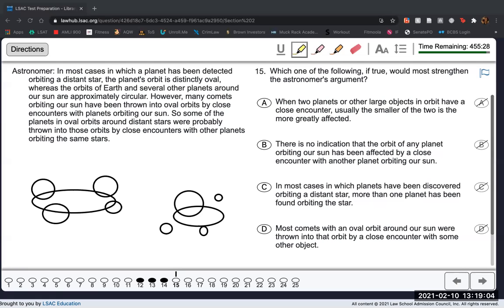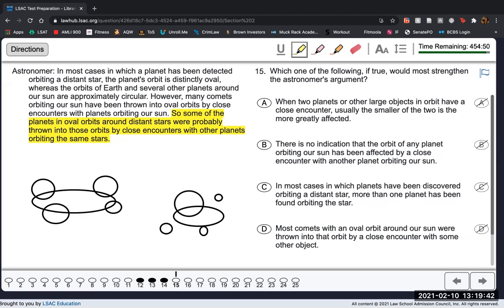And our conclusion is this idea that some of the planets in oval orbits were probably thrown into those orbits by close encounters with other planets orbiting the same stars. So that last sentence. We get that because our conclusion is the thing being supported by everything else. Our astronomer has created this argument to walk us through his hypothesis. How does this make sense? So we're looking for things that would strengthen this argument. We've got one thing that's going to strengthen it absolutely, and it might not be a very flashy answer, but there are going to be 4 wrong answers that either weaken the argument or don't do anything whatsoever.